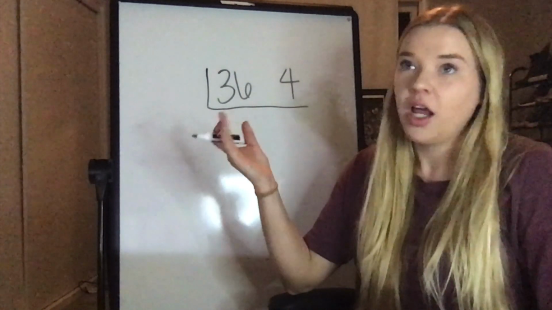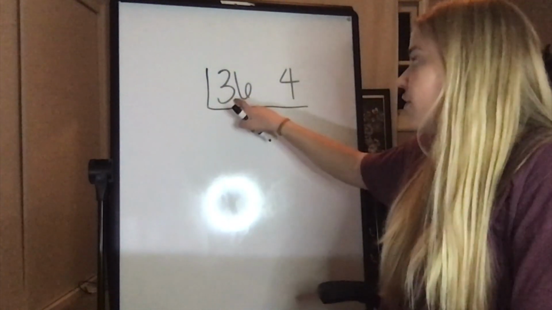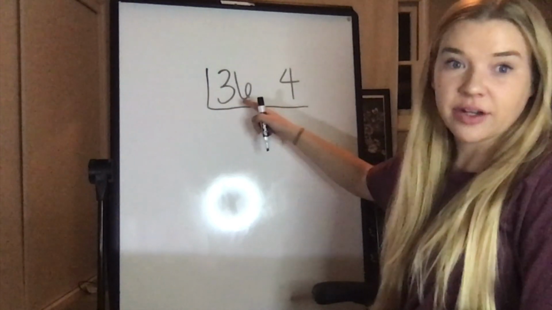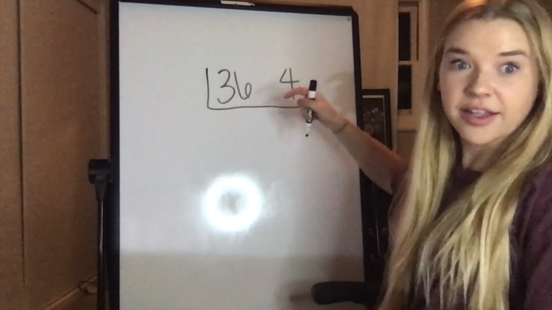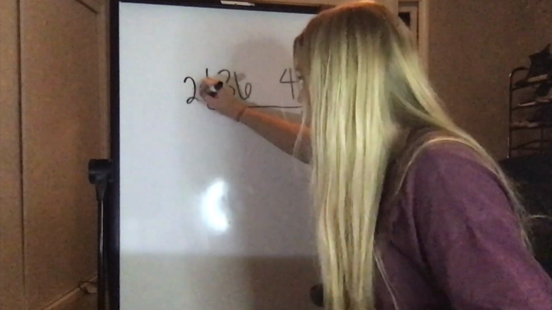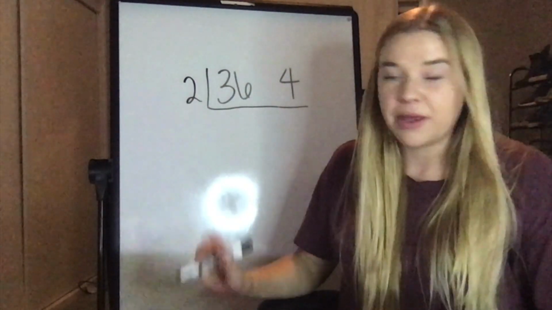Okay, so 1, 2. Can 2 go into 36? Yeah, because that's an even number. Can 2 go into 4? Yeah, that's an even number. Okay, so I'm just going to start off with a 2, and we'll work our way down from there.